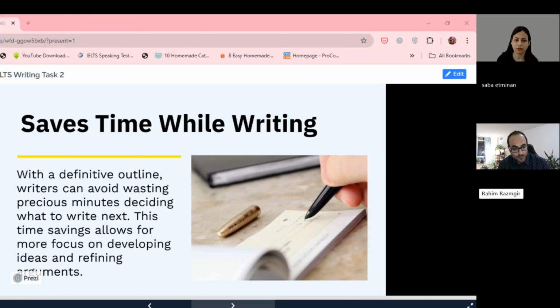And finally, as you mentioned in the third slide, it saves time because you know already what you are going to write about. You don't need to think in the middle of your writing.